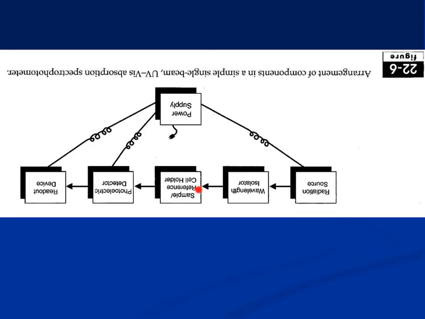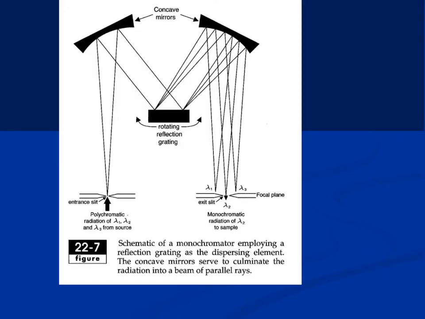So then the light passes through the sample holder, and there is a photoelectric detector which will compare the light originally coming from the radiation source with the light coming out after passing through the cell or the cuvette. Then it compares and gives you the readout device, like a screen, and then of course you need a power supply for that. So this is a simple schematic.